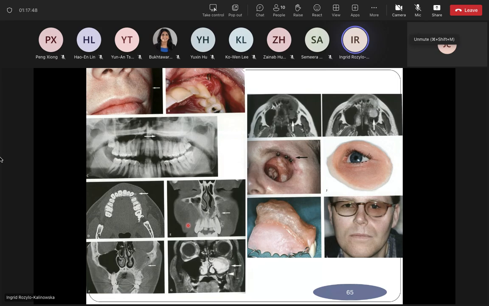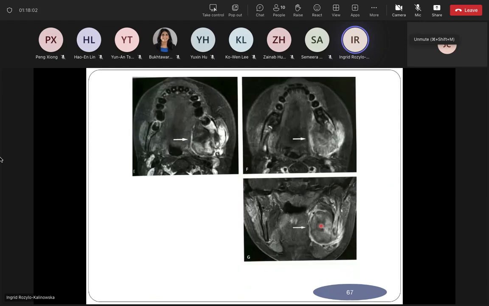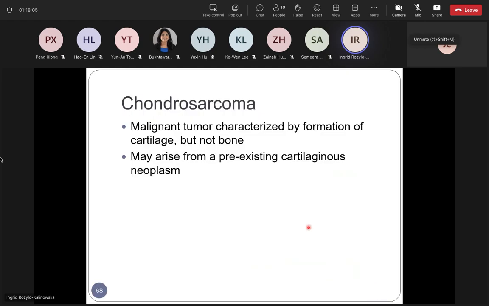So here's another example of a sunburst appearance, and once again the tumor is much bigger than the bone destruction itself. Very heterogeneous tumor with intense contrast enhancement. So the next sarcoma I would like to show you is chondrosarcoma. It's also a malignant tumor, a little bit less aggressive than osteosarcoma, so with such properties, a little bit better prognosis for the patient, but just a little bit better.